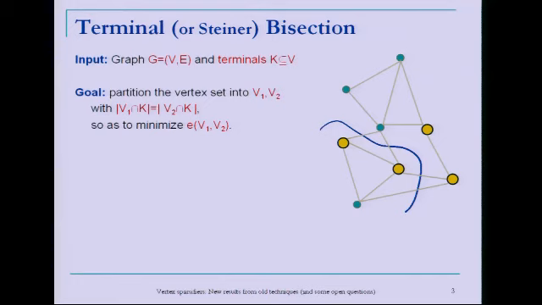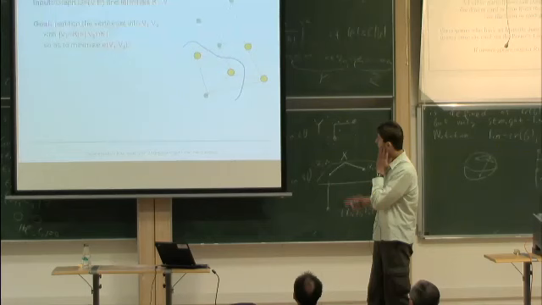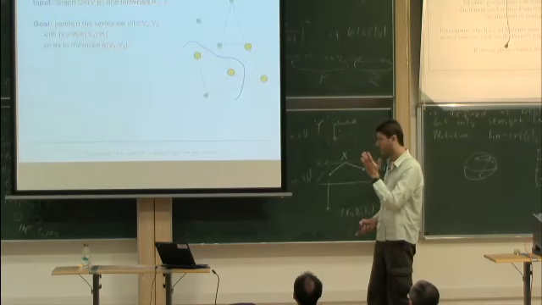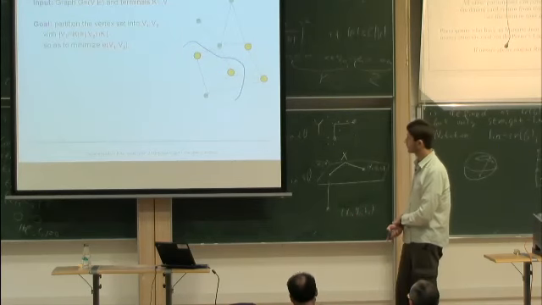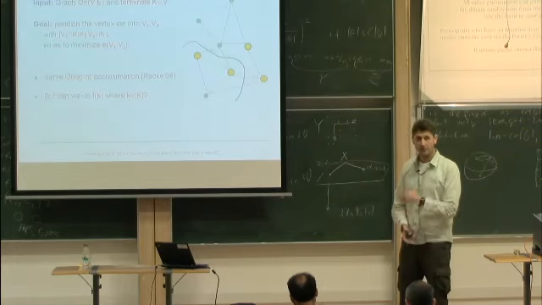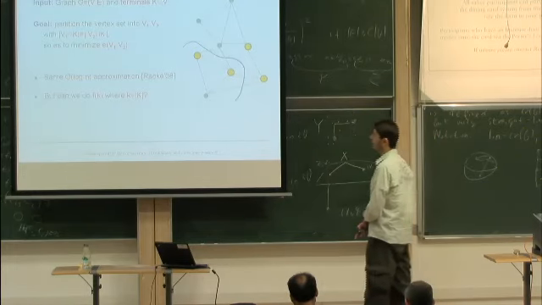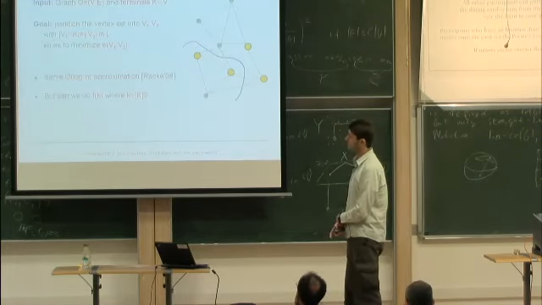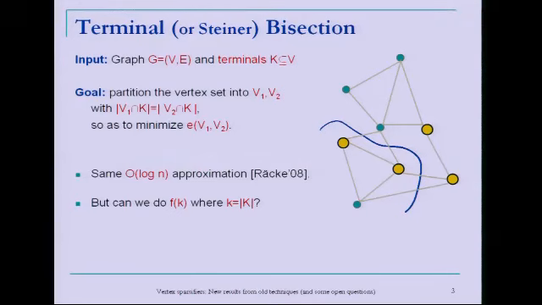All of a sudden, in the same graph, if the big yellow circles represent terminals, then the optimal solution is different, because the cut we had before did not split the terminals into equal size sets. So this is the terminal bisection version of the problem, which you can think of as a cousin of the previous problem. And it turns out that if you use the same algorithm by Rake, then the same order log n approximation still applies.